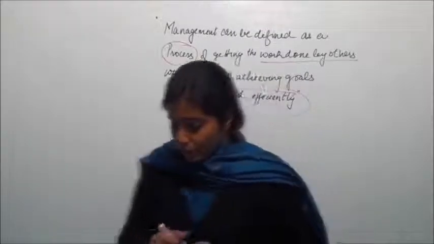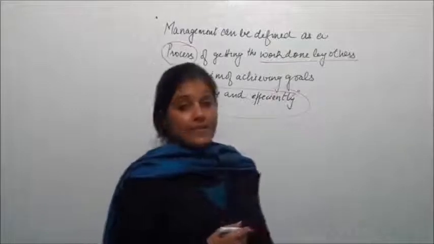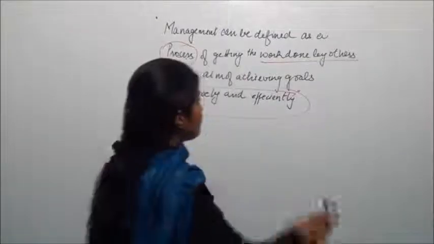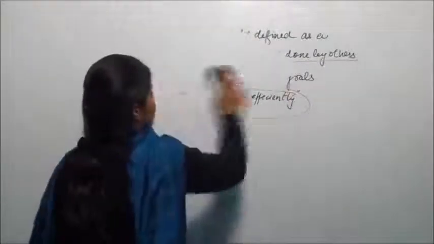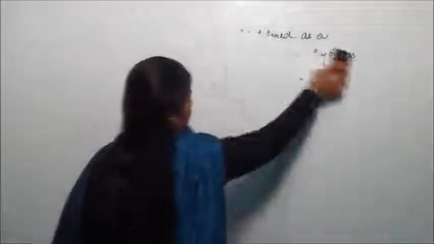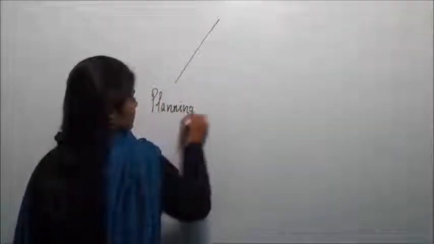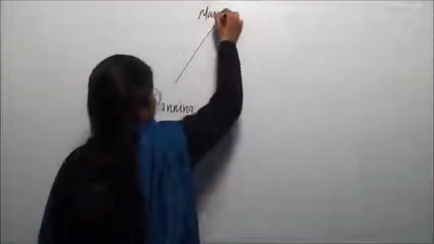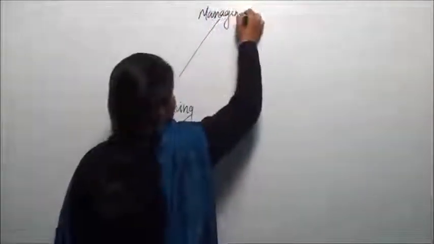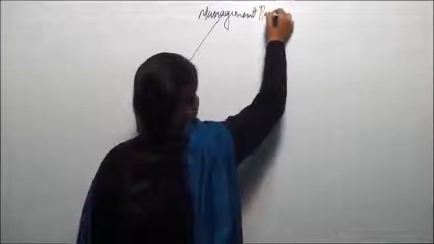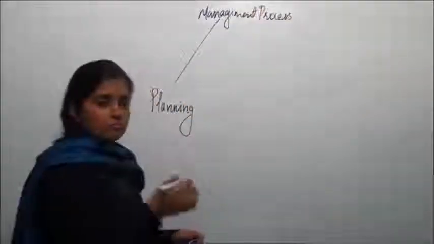Now coming to the question: what are the different steps in the process of management? We said that management is a process. Now, what are the different steps which are to be undertaken in the process of management? First one being planning. Now, what is planning?